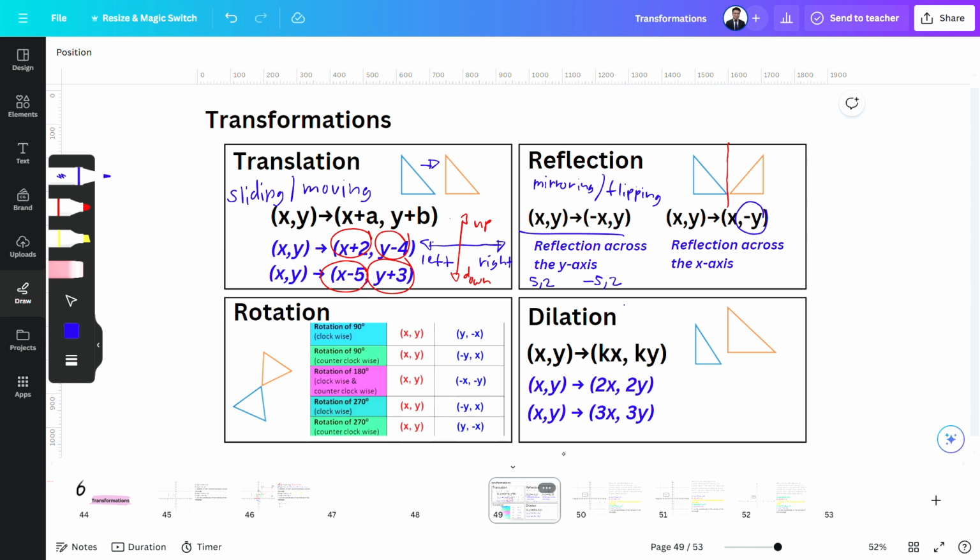Now, after reflection, we have rotation. In rotation, actually, we have two ways of doing it. The first is that we can use this table here. My advice is please try to familiarize yourself with this rule. In rotation, usually our center of rotation is the point of origin, or (0, 0). However, in your higher mathematics, at some point you will use a different center of rotation already. But for the meantime, let's just use the point of origin.